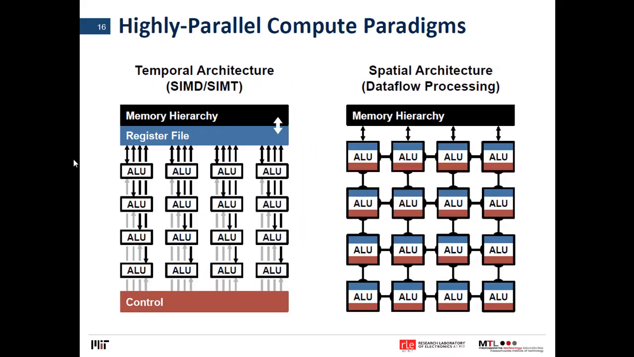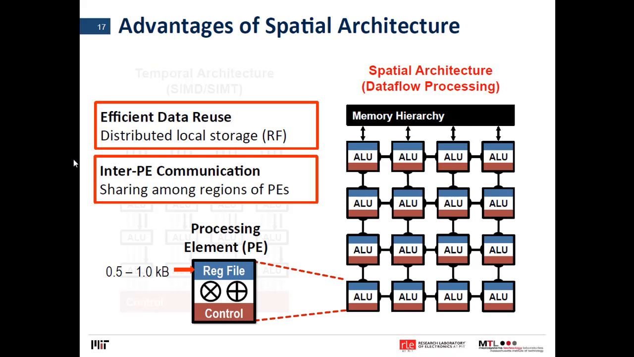In particular, there are two kinds of architecture paradigms that you can use for high parallelism. On the left-hand side, you have the temporal architecture, which is very popular in GPUs and CPUs. The idea here is you have a bunch of ALUs that share the same control and the same storage. Alternatively, you have a spatial architecture, which is closer to what we like to do for the Eyeriss chip, and the main advantages are here.